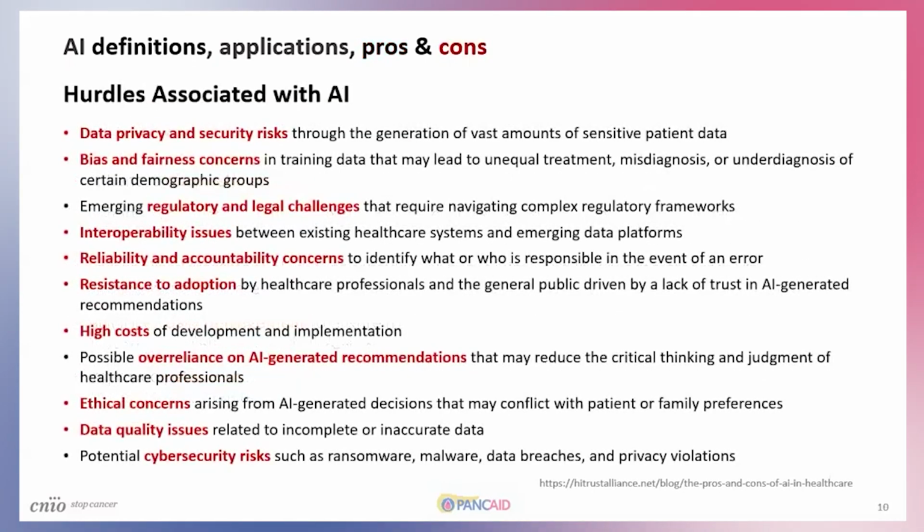The hurdles of AI, there are many here. Among them we can identify data privacy and security risks, and you can also guess about that. There's an issue regarding bias and fairness, regarding how the models have been trained with non-generalized data versus generalized data. There are regulatory and legal challenges. There's resistance to adopting the algorithms that have been developed or are being developed. There are ethical concerns, data quality issues, and cyber security risks.